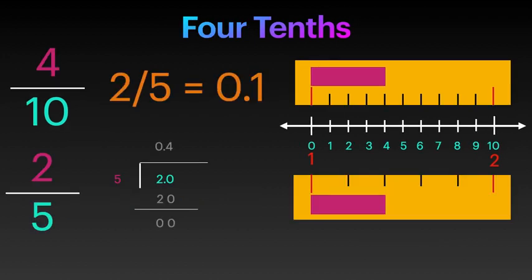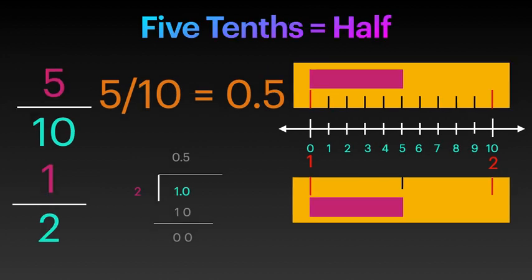Here we got 4/10. Please look at the yellow strips. Those pink boxes are the same in size. This means 4/10 and 2/5 both are the same in size. Here again long division tells us 4/10 or 2/5 is equal to 0.4 in decimals.